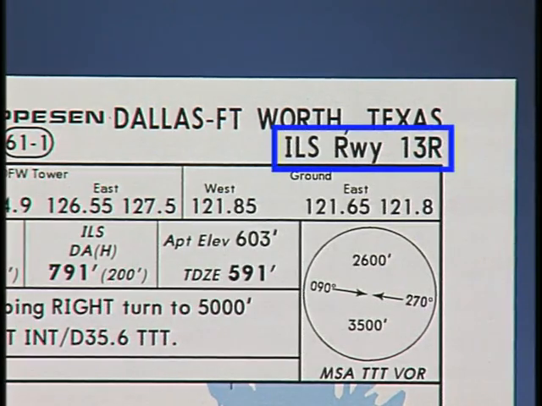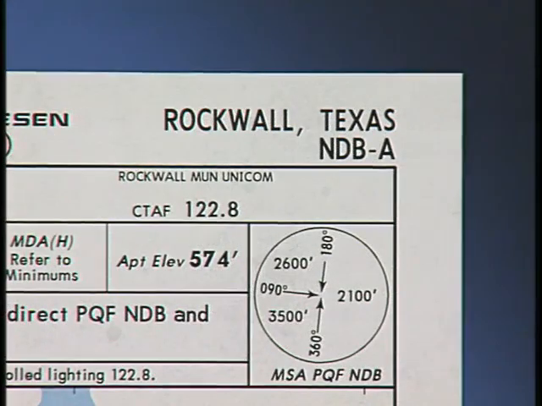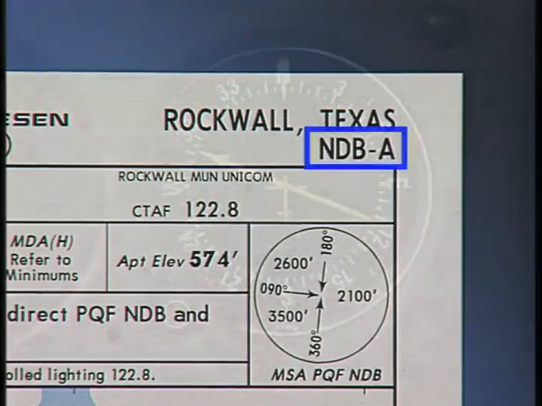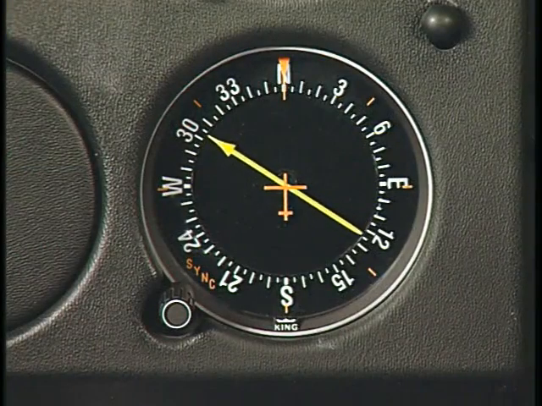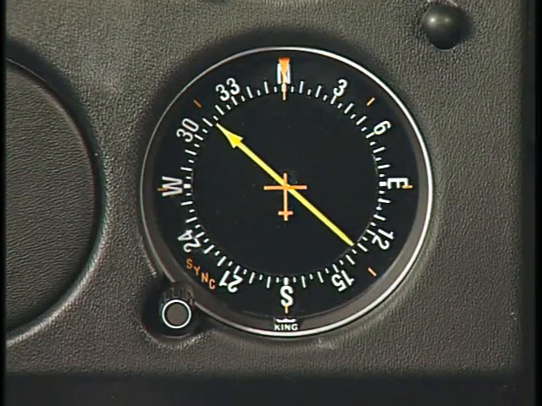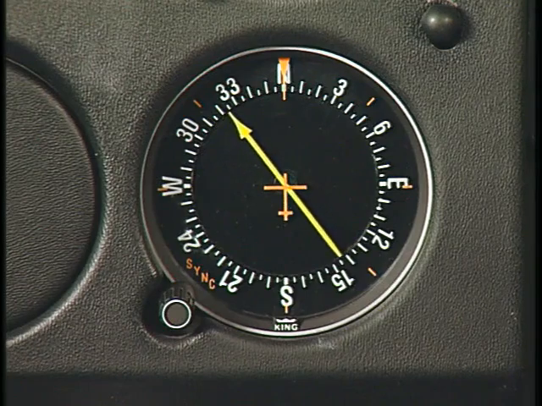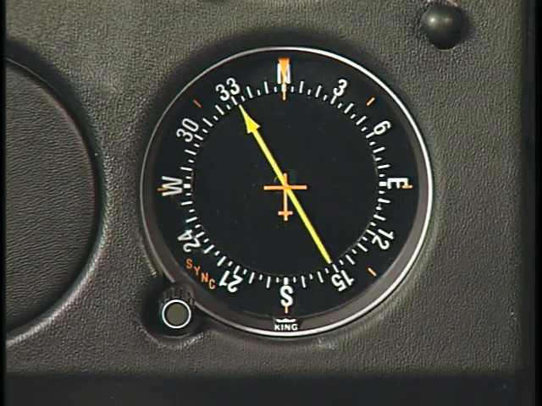The name of the procedure identifies the type of approach and the primary navigation aid upon which the approach is based. It does not indicate the equipment required to fly the entire approach. It merely indicates the equipment needed to fly the final approach segment. If NDB is listed as a part of the procedure, such as it is here, NDB equipment in operating condition is required to be installed in your aircraft in order to fly the final approach segment.